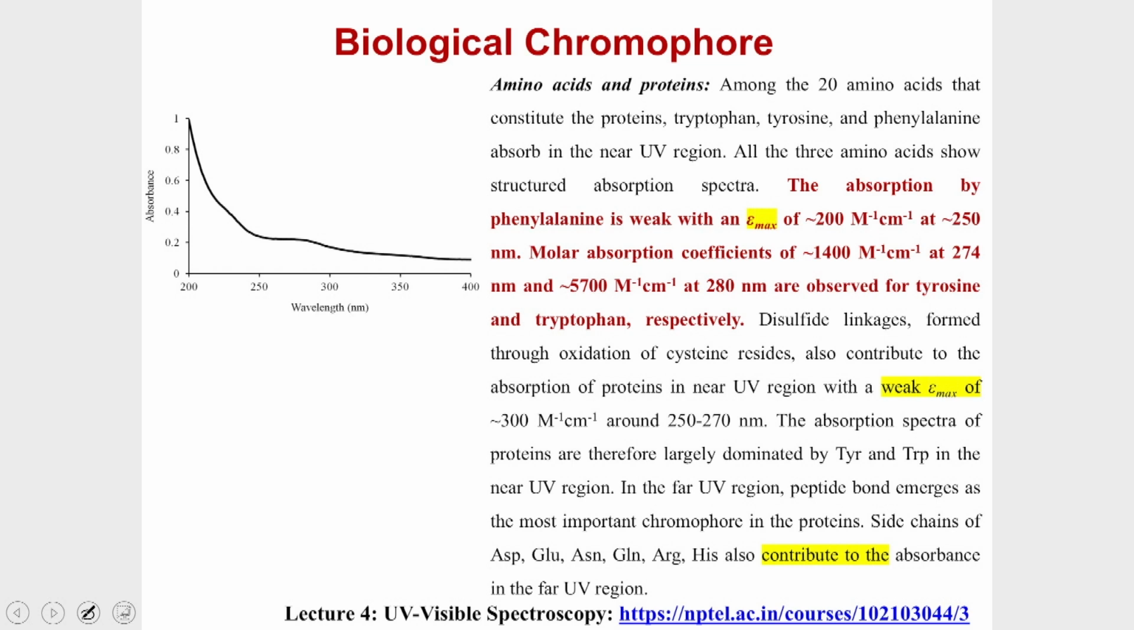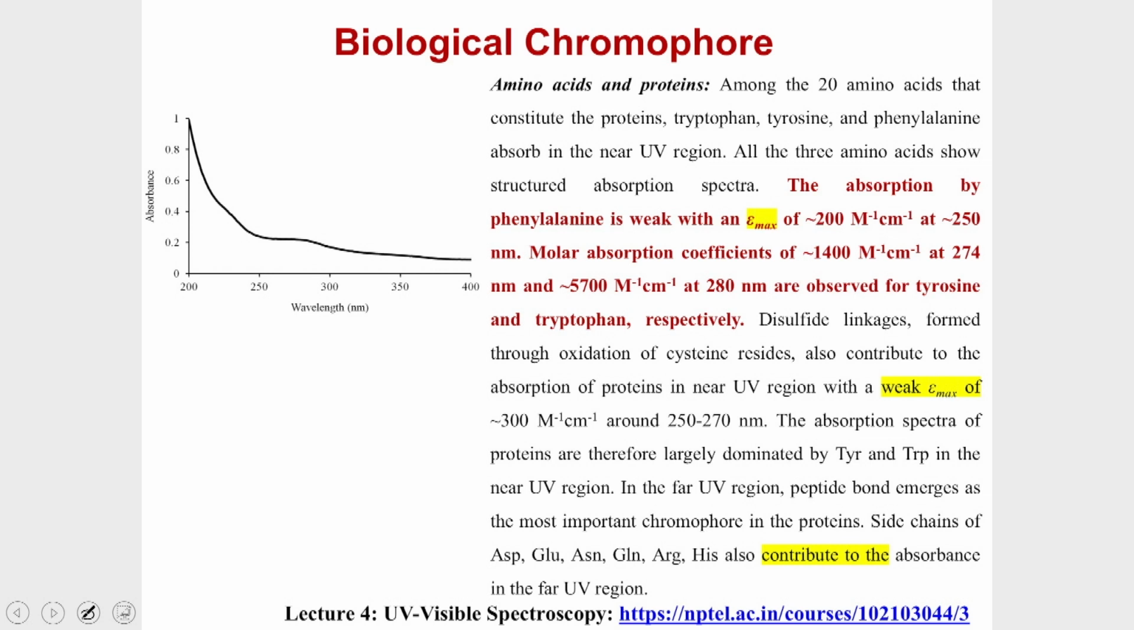The absorption by phenylalanine is weak, with an epsilon max of 200 per mole per centimeter at 250 nanometer, whereas molar absorption coefficients of 1400 at 274 nanometer and 5700 at 280 nanometer are observed for tyrosine and tryptophan respectively. Similarly, you can have the disulfide linkages formed by cysteine, and that also gives you absorption and can be used as a chromophore within the proteins.